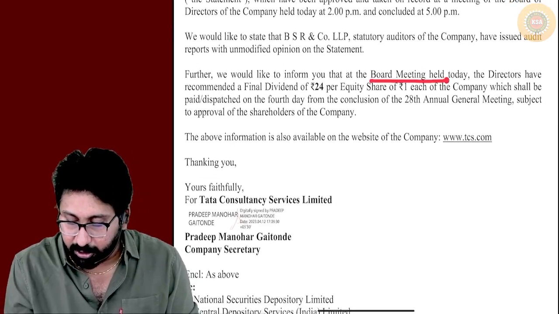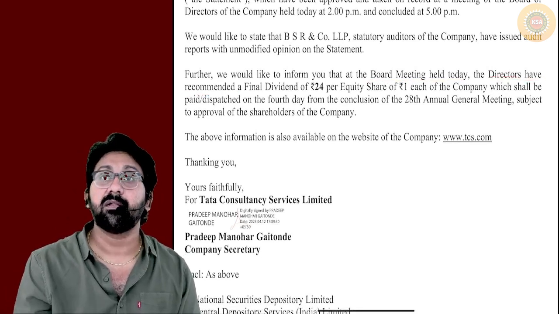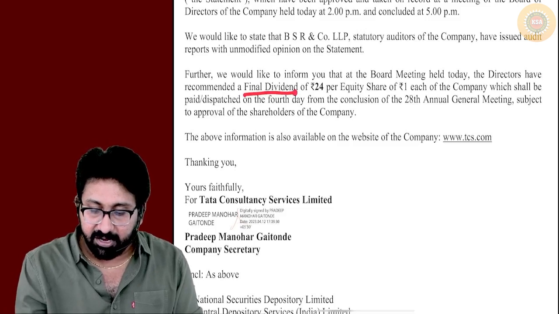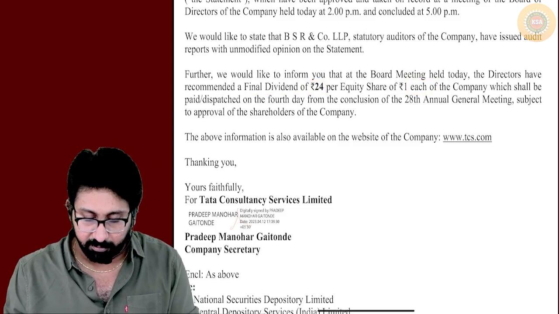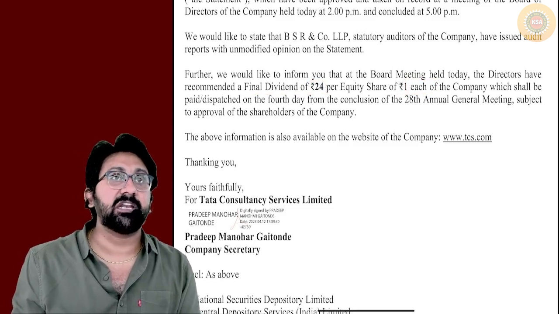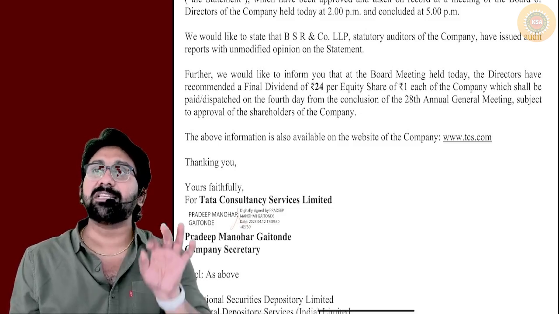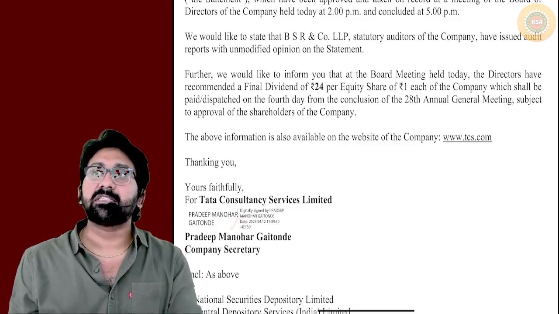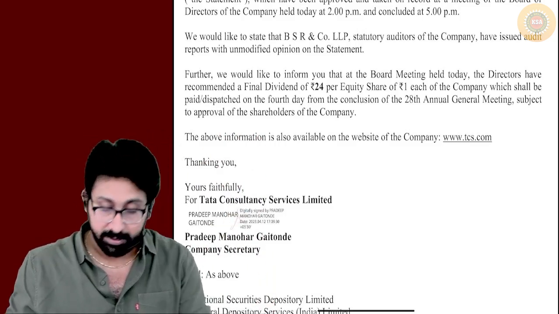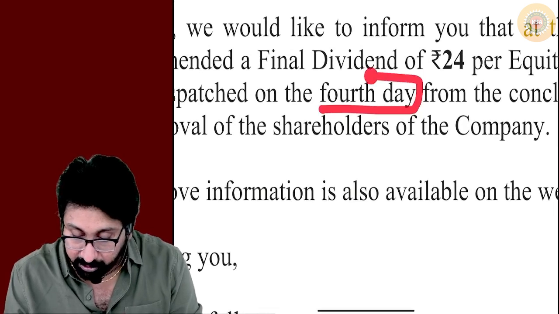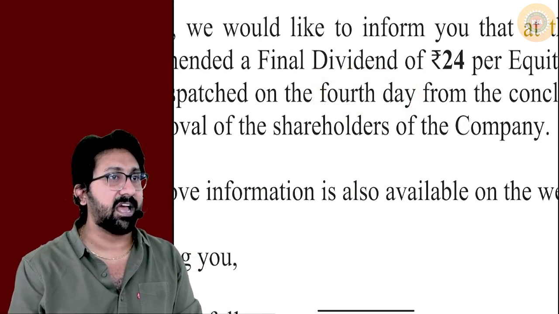Board meeting held today. Directors have recommended a final dividend of 24 on a 1 rupee share. As per section 123 subsection 5, dividend once declared should be transferred to a separate account within 5 days. Within how many days, sir? 5 days. Therefore, they are transferring within the 4th day only. They are going as per the Companies Act.